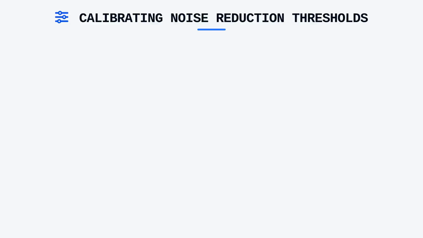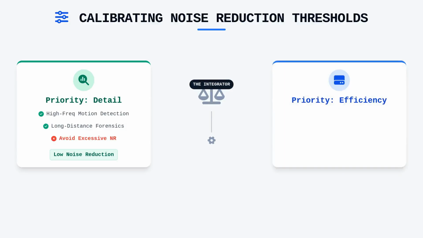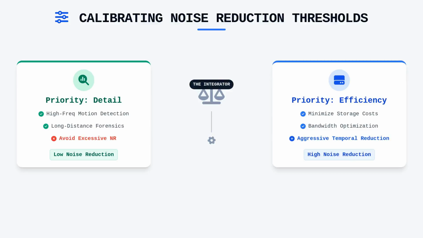Calibrating these thresholds requires an integrator to weigh the operational requirements of the installation against the existing constraints of the network infrastructure. If the primary goal is high-frequency motion detection or forensic evidence at distance, excessive noise reduction may be detrimental because it hides transient details that are essential for analysis. Conversely, in a deployment where storage costs and network bandwidth are the primary drivers, enabling more aggressive temporal reduction can yield massive savings by allowing the encoder to achieve higher compression ratios.